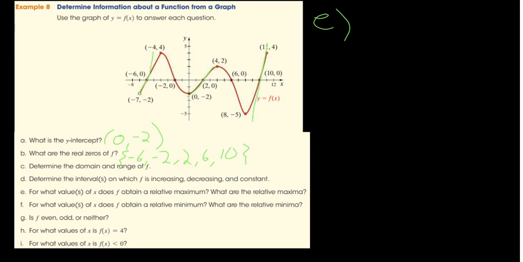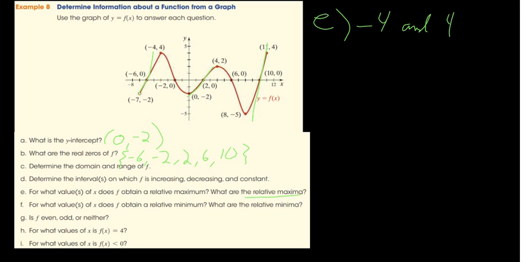Unfortunately, I didn't erase those green lines there, but hopefully they're not going to bother us. So for what values of x does f obtain a relative maximum? What are the relative maxima? Okay, so my values of x where we are at a relative maximum, it appears that it would be at -4 and +4. Okay, so at -4 and at +4.